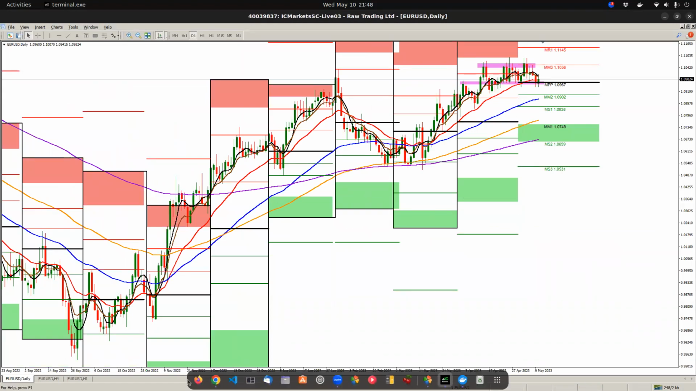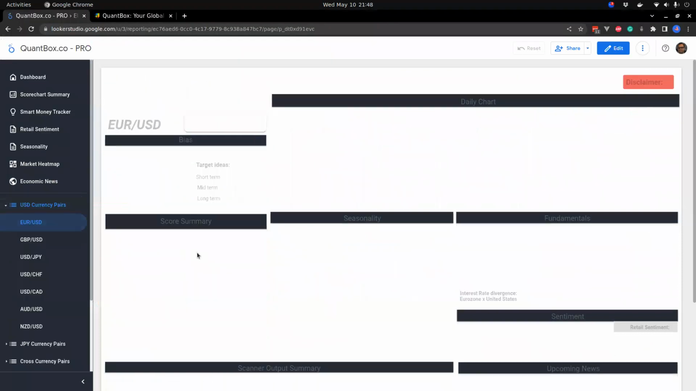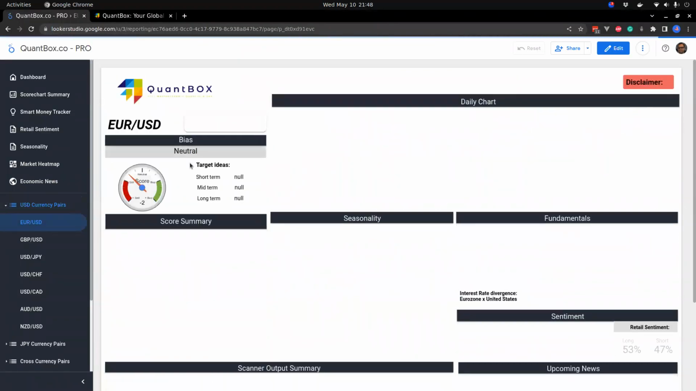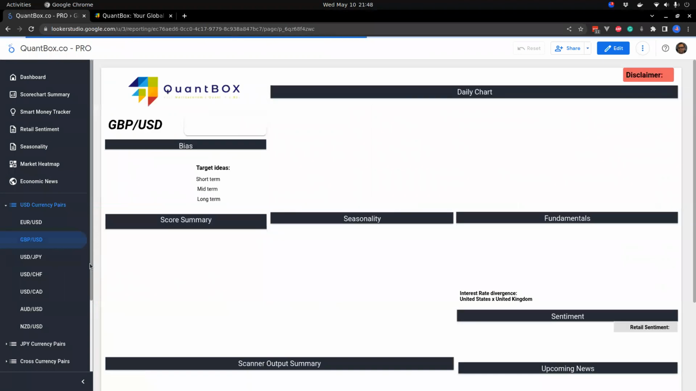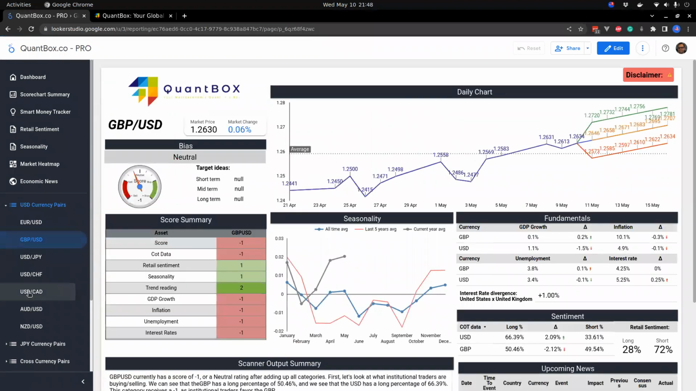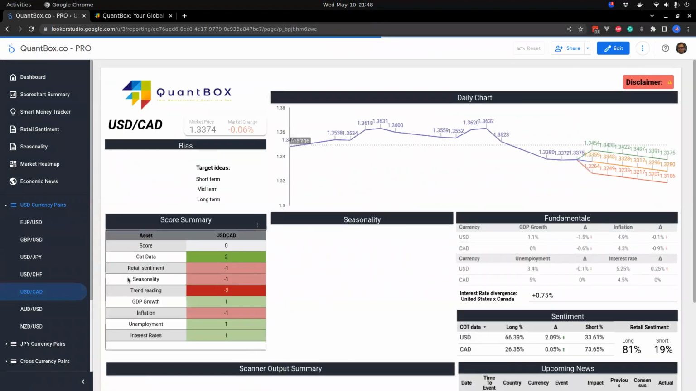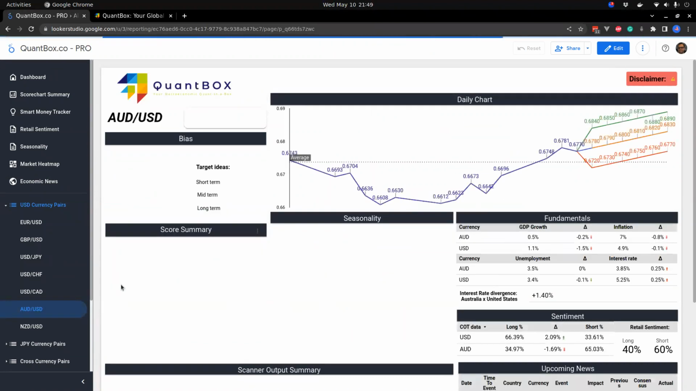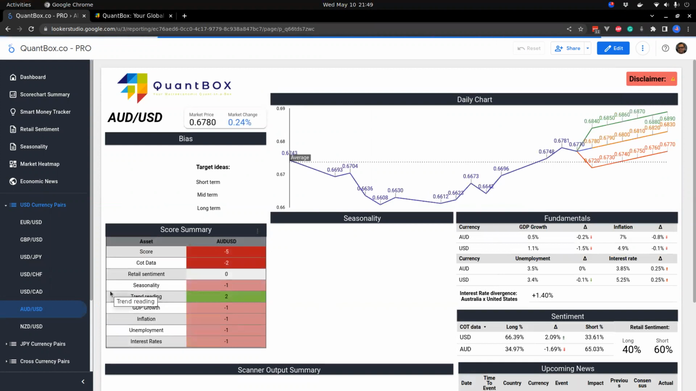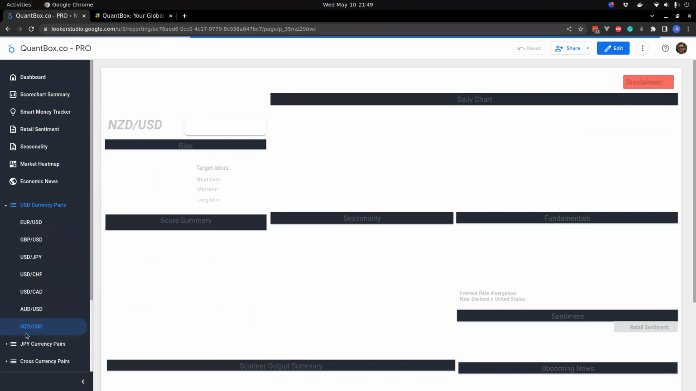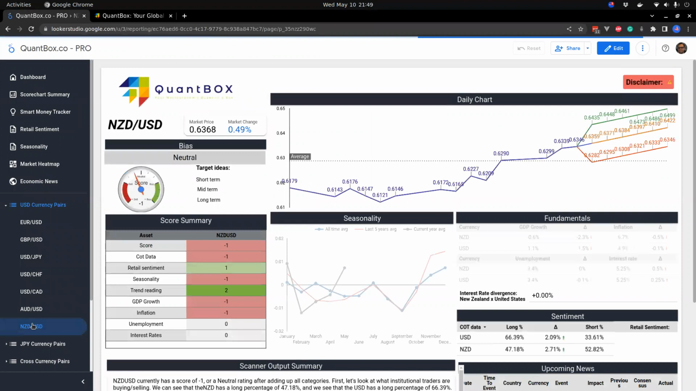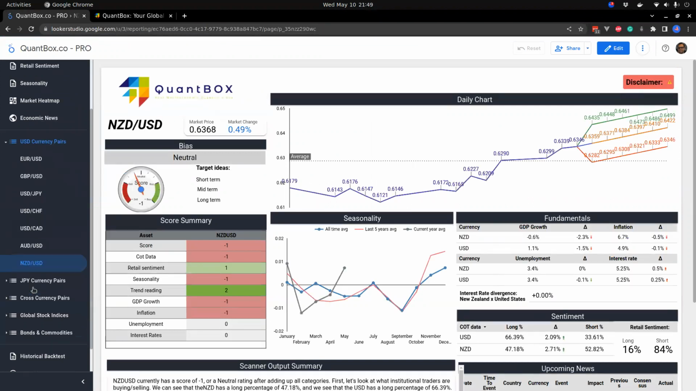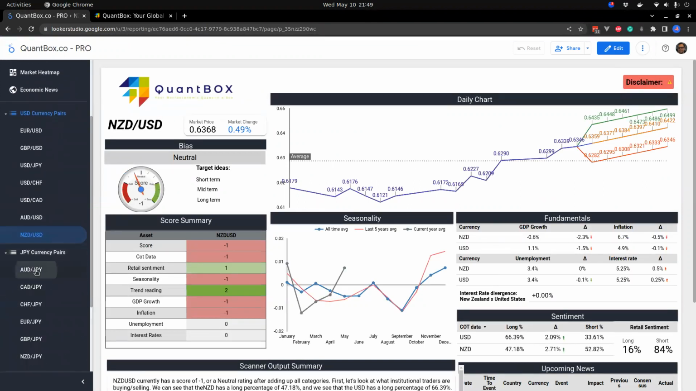Then in terms of the euro dollar, we can see here euro dollar still sitting inside this range, euro dollar neutral on QuantBox. You can have a look and see over here, euro dollar coming through neutral in QuantBox. The only pair among the dollars that's really doing anything right now would be the Aussie USD, which was bearish yesterday. Is it still bearish today? Yes, it is. Kiwi dollar coming through neutral. So Aussie USD being the only dollar pair currently showing any bias.